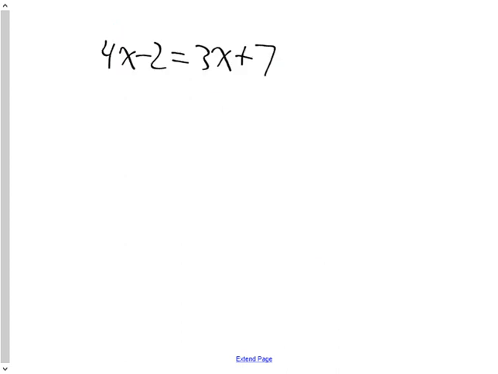Your next question is variables on both sides, and when you have variables on both sides, the first step is to get rid of it on the side that has the least amount, leaving you with x minus 2 equals 7. Add 2 to both sides, and x will equal 9.